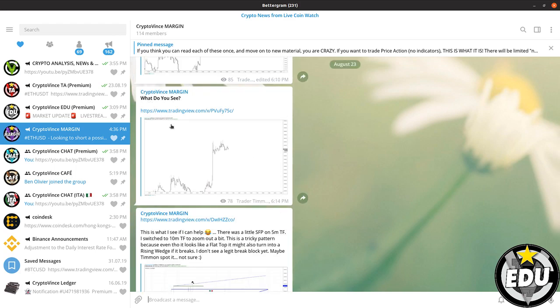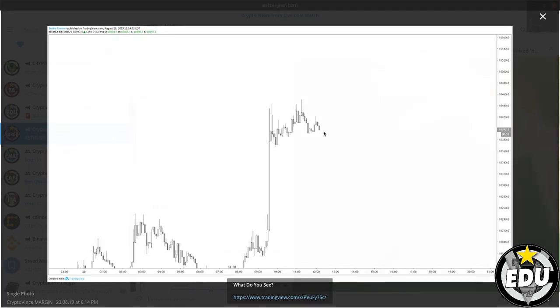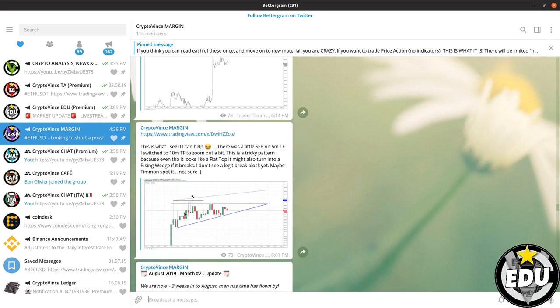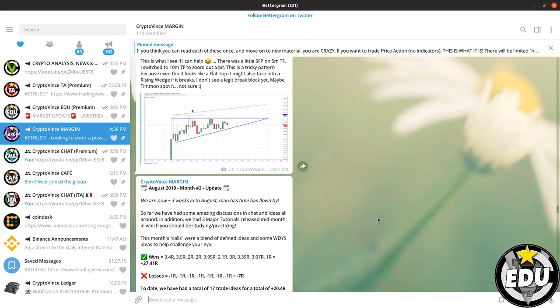This is our "what do you see" strategy. We just put the chart. What do you see? And then people answer in the chat channel. This is the swing failure pattern I'm talking about. Then there is me that answers, okay, this looks like a swing failure pattern, but it might also be a flat top, because the swing failure pattern could also be a rising wedge, so we have to be careful. This one was not an easy one, but at the end it dumped.